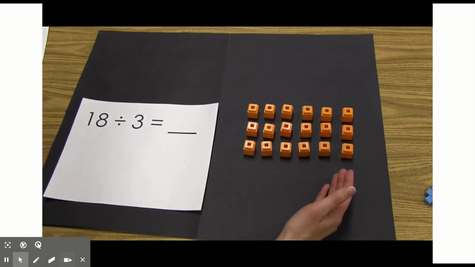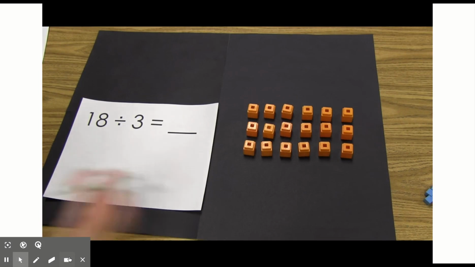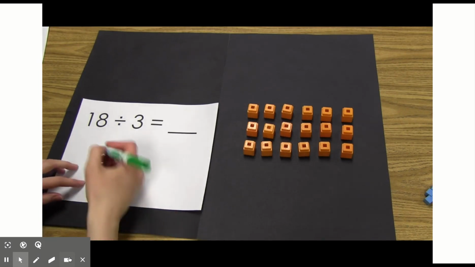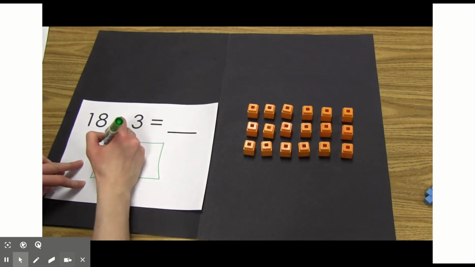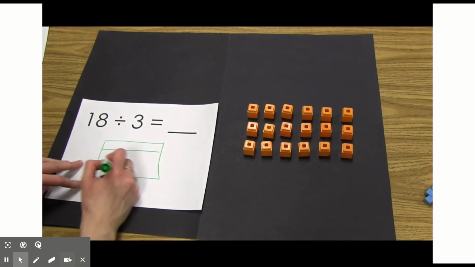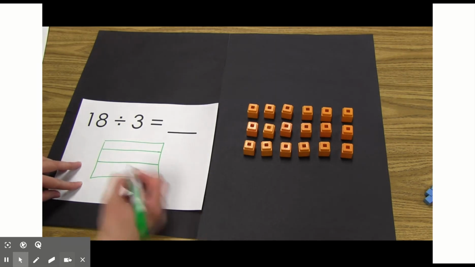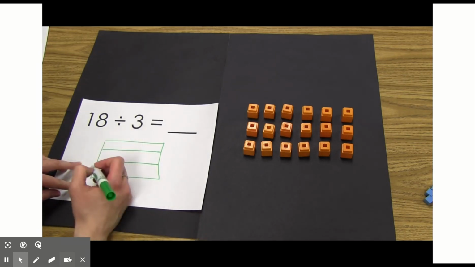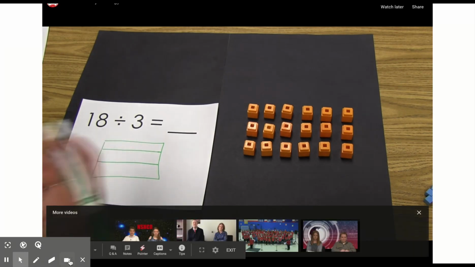Okay, so now that I built this, I can see that each person would get 6 cards if these were a deck of cards. So to draw this, I would draw 3 rows. There's my 3 rows. And I'm going to draw circles this time. I'm going to count to 18, and when I get to 18, I'm going to stop. And again, I'm going to do the same.